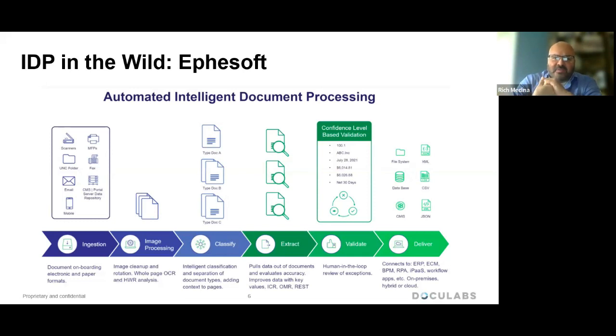So for example, here's a really simple one from Effisoft, and you can see all the pieces that I talked about. You can see ingestion and image processing, which includes, if you can read the text, dumb full text OCR to help with classification and extraction, which they do. And then they do completely human validation, so there's no automation there. And then they throw it over the fence. So that's really straightforward, very simple.